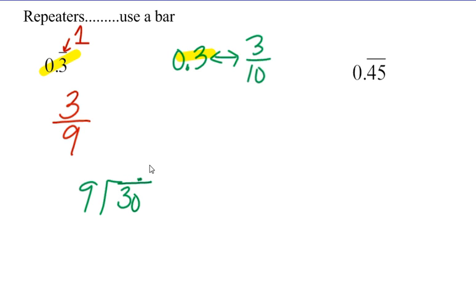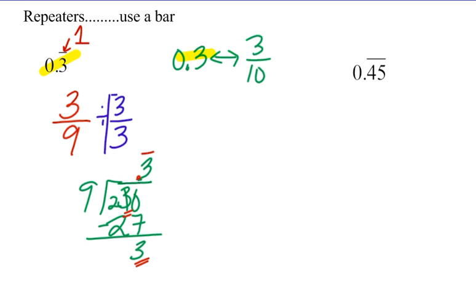9 goes into 30 3 times. It's 27. Do some subtraction. And we see that the 3 is repeating, and it's going to keep repeating. So this is going to be 0.3 repeating. Okay? So this actually works. But we have to remember that we've got to reduce it. We can't leave it as 3/9. So we're going to reduce the top and bottom by 3. And what that does give us is 1/3.